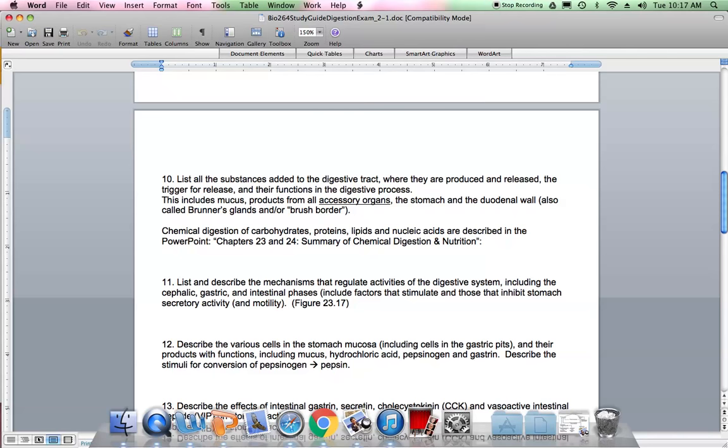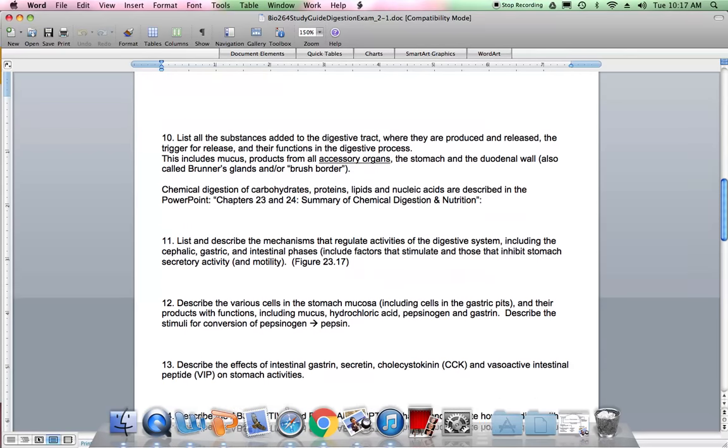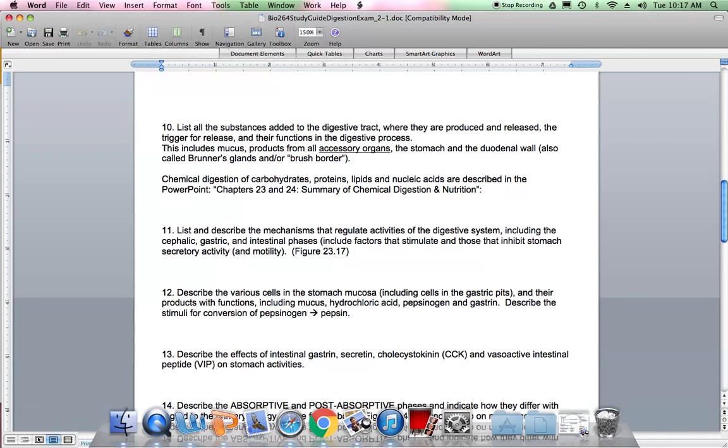This is in part B, I believe, of the PowerPoint script, and I give you some hints here. You have your mucous neck cells that secrete mucus, an alkaline mucus actually, and then you have hydrochloric acid that is secreted by the parietal cells, pepsinogen by the chief cells. This is all going into the lumen, or the space in the stomach.